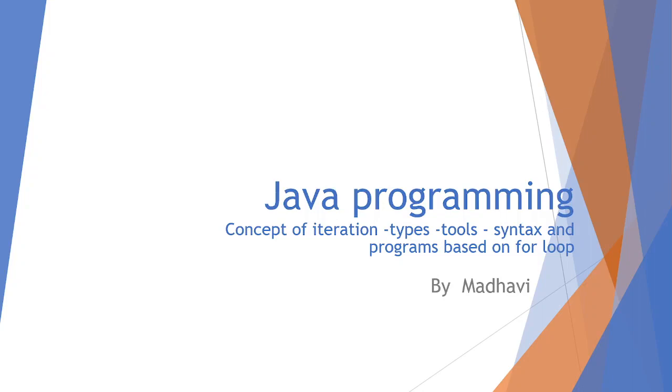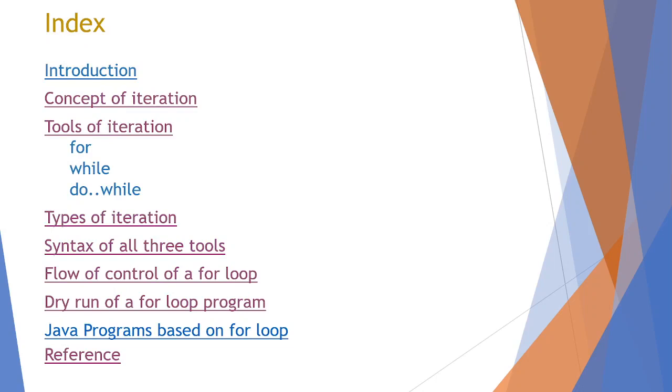In this video, I'll be discussing the concept of iteration, types, tools and syntax of iteration. Apart from that, I'll be teaching you simple programs based on for loop. Let's see the contents. Introduction, concept of iteration, tools of iteration, that is for, while, do while, types of iteration, syntax of all three tools, flow of control of a for loop, dry run of a for loop program, and Java programs based on for loop.